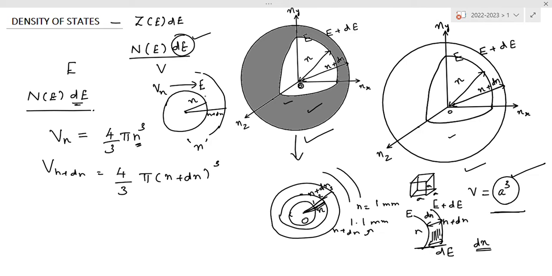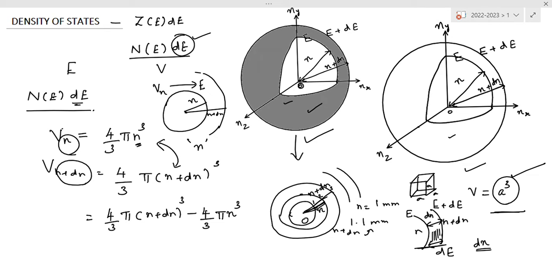Then the number of energy states available in between these two should be considered. Therefore, 4 by 3 pi (N plus dN) the whole cube minus 4 by 3 pi N cube: that is the number of available energy states in the sphere of radius N plus dN, from which the number of available energy states in the sphere of radius N has been subtracted.